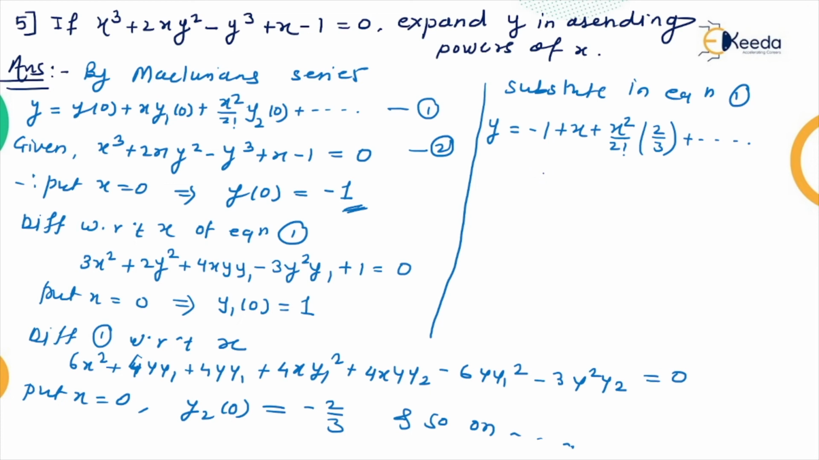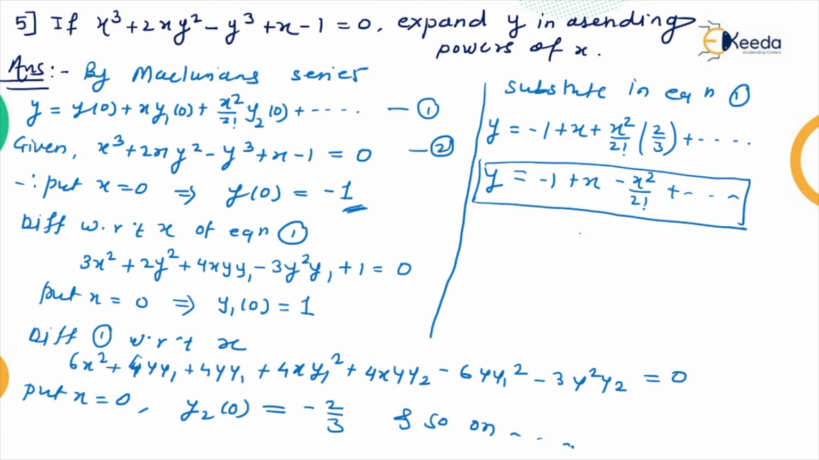So clearly this is minus 1 plus x minus x squared divided by 2 factorial, plus and so on, and this is your answer. This is all about example number 5.